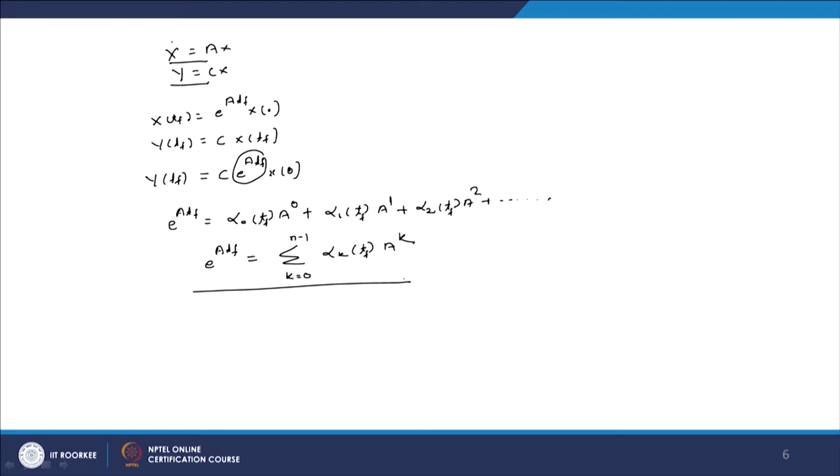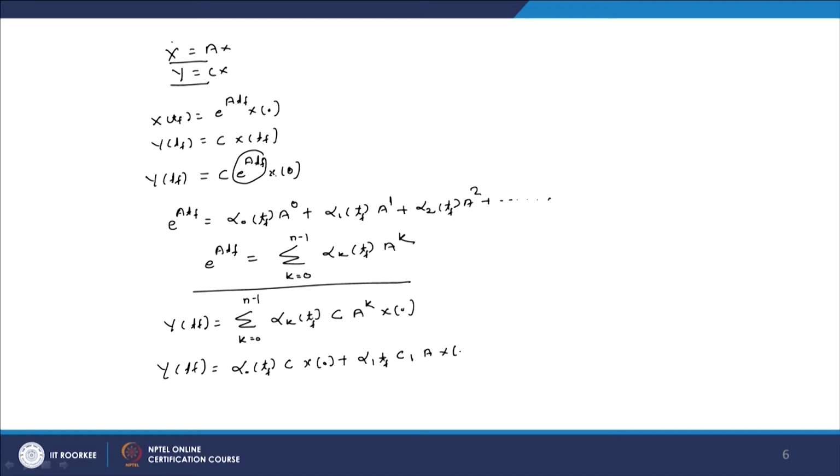Now, we replace this equation in these particular equations. So, we will get y of t f as the sum for k equal to 0 to n minus 1 of alpha k t c a raised to k x naught. Now we simplify this. So, we can get alpha 0 t c x naught plus alpha 1 t c a x naught, and this up till alpha n minus 1 of t c a raised to n minus 1 x of 0.